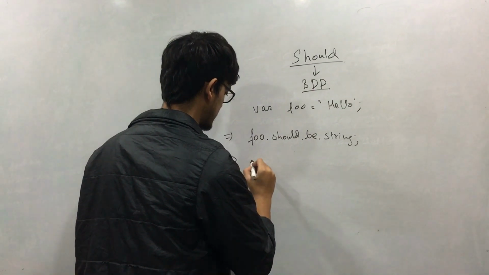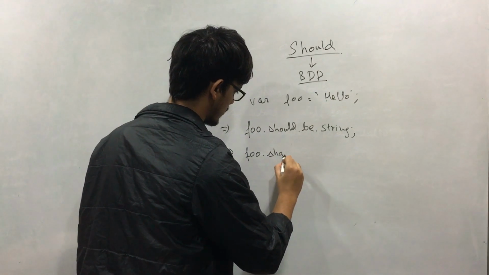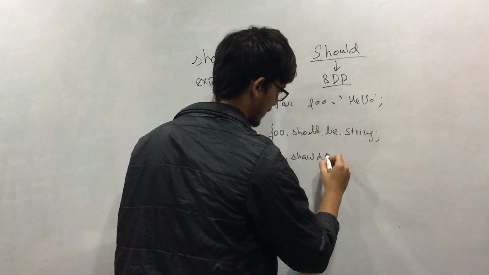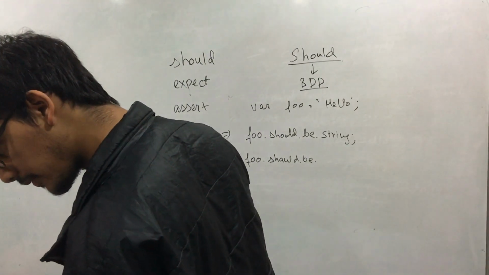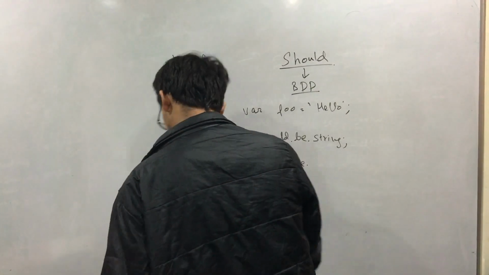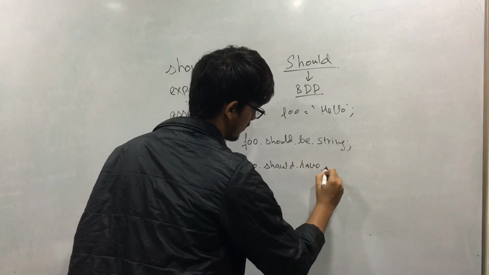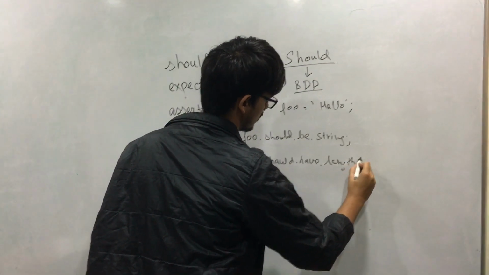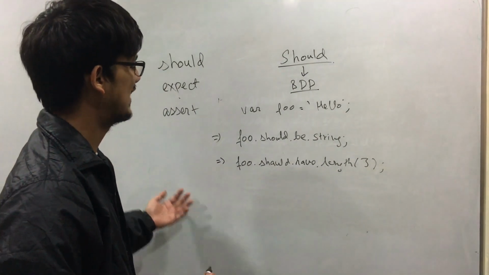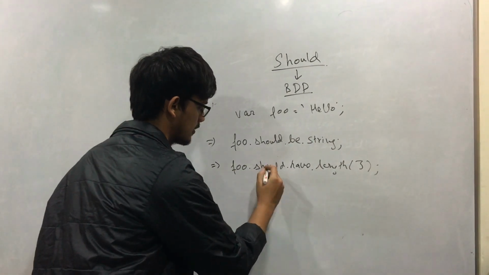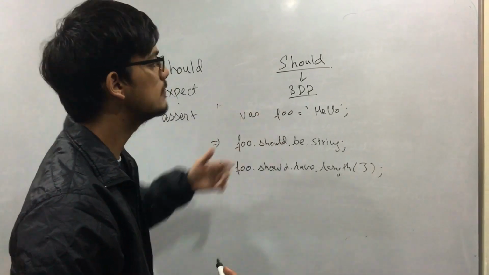And suppose I want to test the length of the string. Foo should have length 3. As you can see that in BDD we are basically writing plain English sentences, and it helps us in asserting certain functions or certain variables.